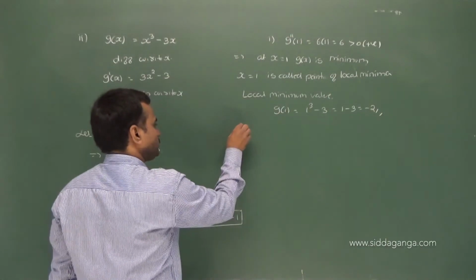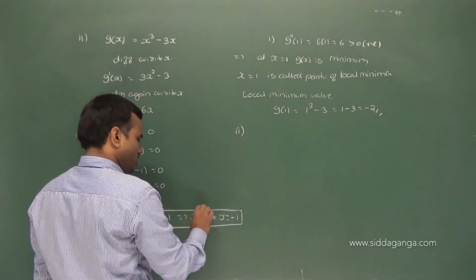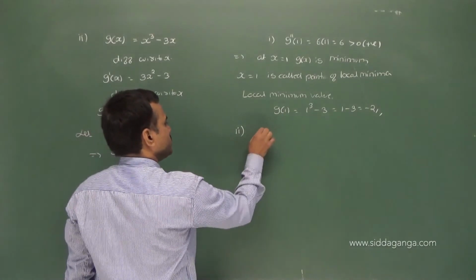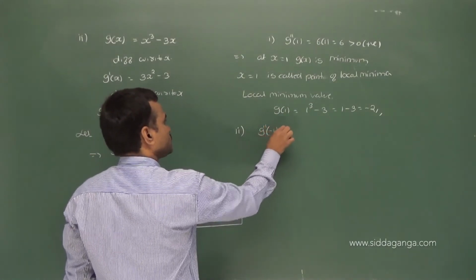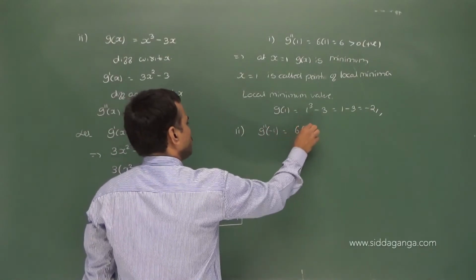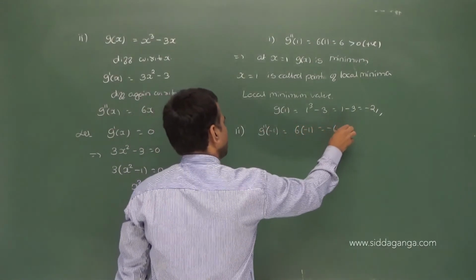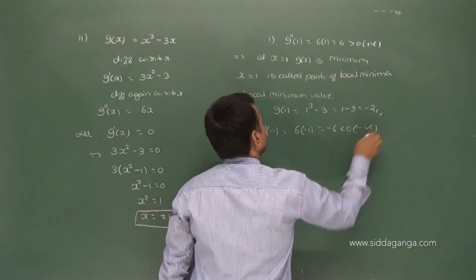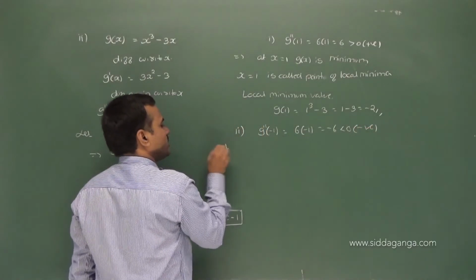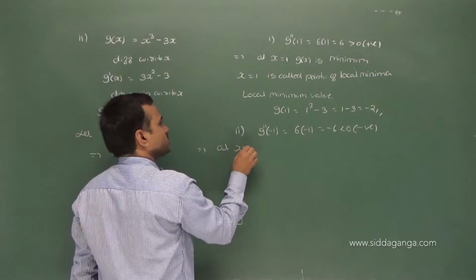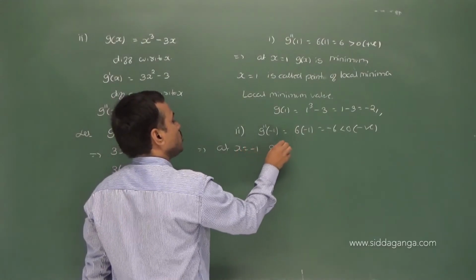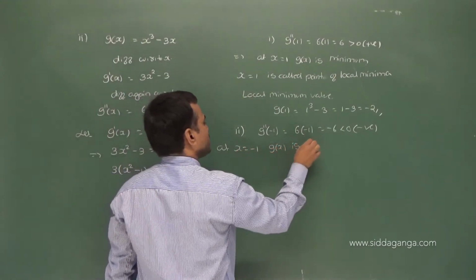Second one, g double dash of minus 1 is 6 into minus 1, minus 6, less than 0, negative. That implies at x is equal to minus 1, g of x is maximum.